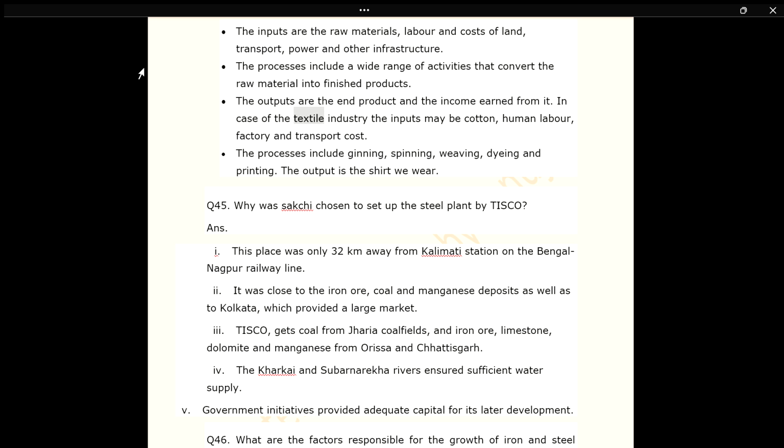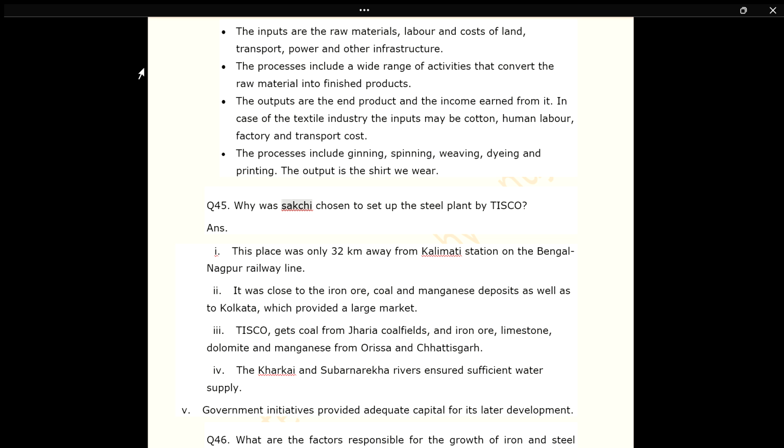In case of the textile industry, the inputs may be cotton, human labor, factory and transport cost. The processes include ginning, spinning, weaving, dyeing and printing. The output is the shirt we wear.